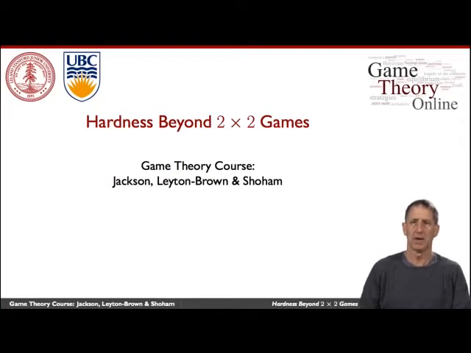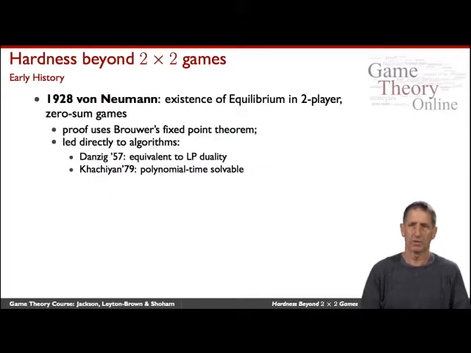So let's speak a little bit about how hard it is to compute a Nash equilibrium in a normal form game. So let's start with a little history. John von Neumann, one of the founders of modern game theory, when he investigated zero-sum games, he proved the existence of equilibrium there, and he used what's known as the Brouwer fixed point theorem for that. And that led directly to algorithms for computing fixed points in such linear programs.